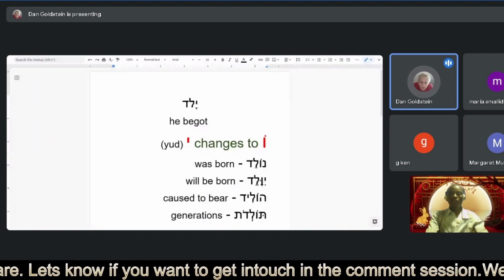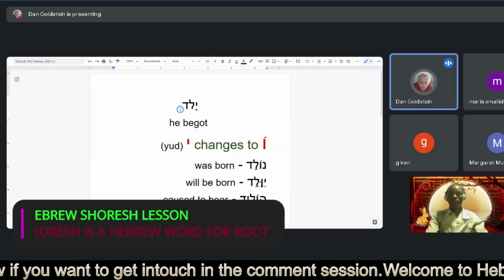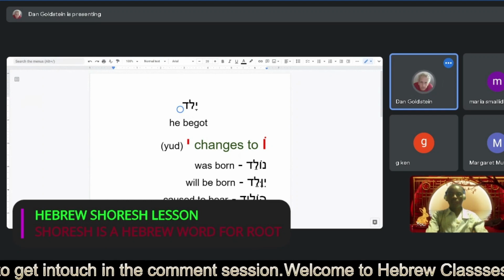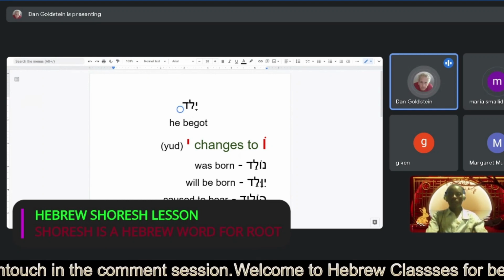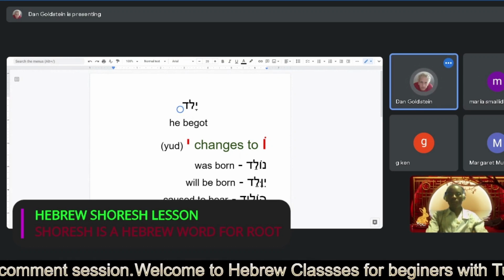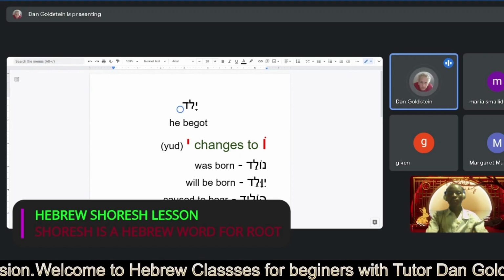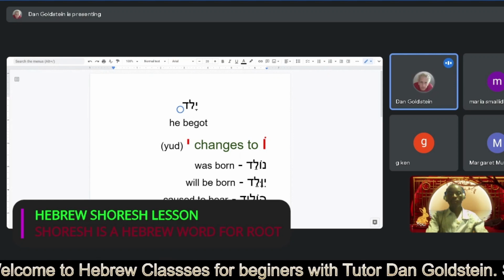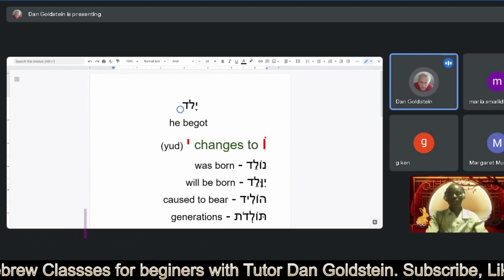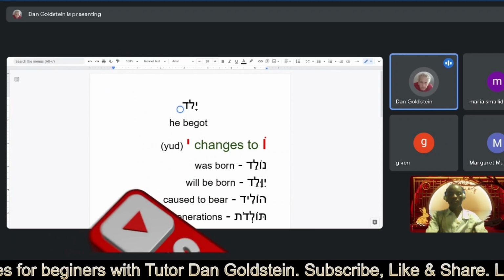The Shoresh today is Yud, Lamed, Daled, Yeled. And it means he begot. In other words, he fathered a son or a daughter. The word begot is a biblical word that we use only in translations of the Bible. I don't think anybody uses that in modern English or any other language. But it means he fathered, he sired, he made offspring.